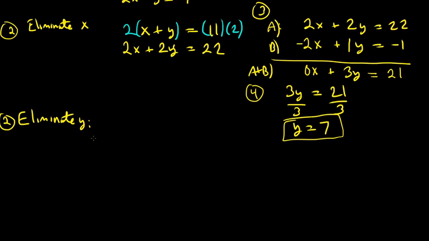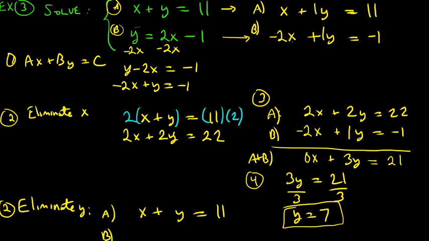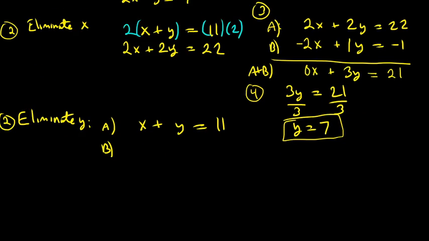So here's equation A again. Equation A is just x plus y equals 11. And equation B was negative 2x plus y equals negative 1. Sorry about that. So yeah, negative 2x plus y equals negative 1 for equation B. And if we want to make this a negative sign, we have to multiply both sides by negative 1.